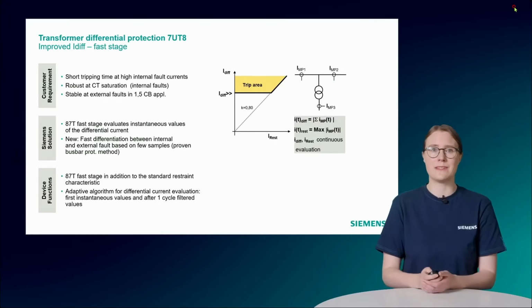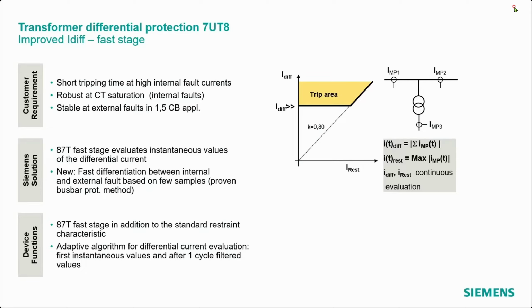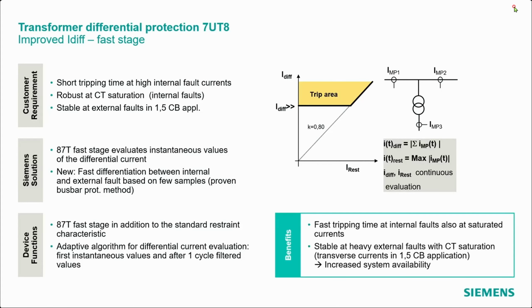The trip decision, whether it is an internal or an external fault, is based on a characteristic. So there is a threshold and a slope setting. This is different compared to CPROTEC 4. In the past, we had only a threshold value for the IDIF fast stage. The main benefit is an increased system availability due to the improved stability at heavy external faults.